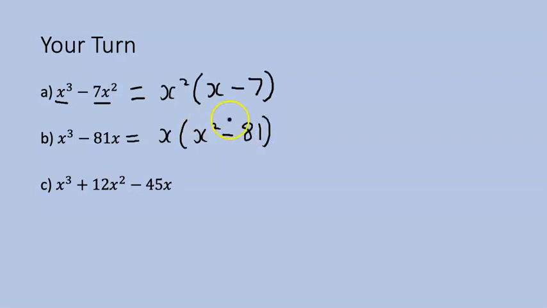Now what I'm going to do is factorise this, because once again we've got a difference of squares. So I'm going to write equals. I'm going to write my x. Square root of x squared is x. And you see I've written my x's already. My square root of 81 is 9. I'm going to write plus and minus. I'm done.